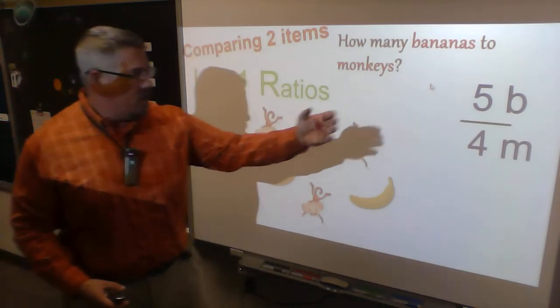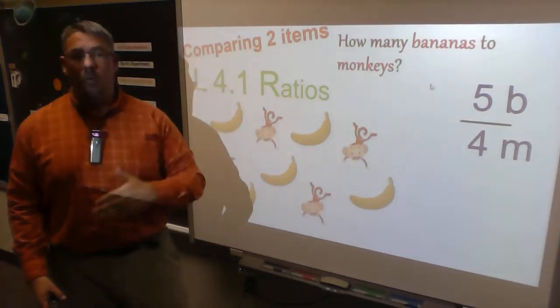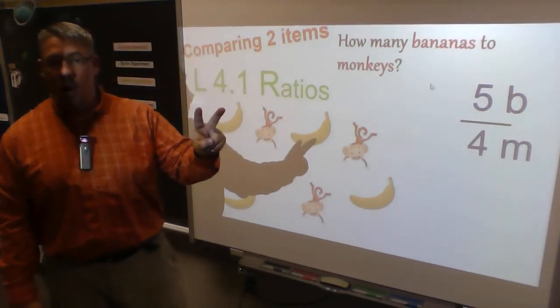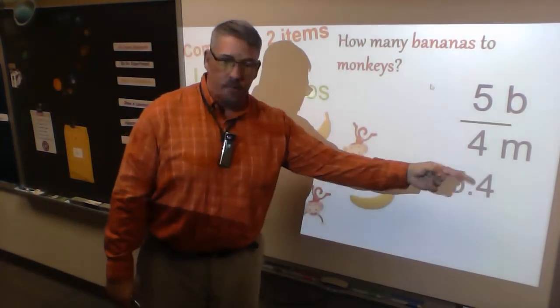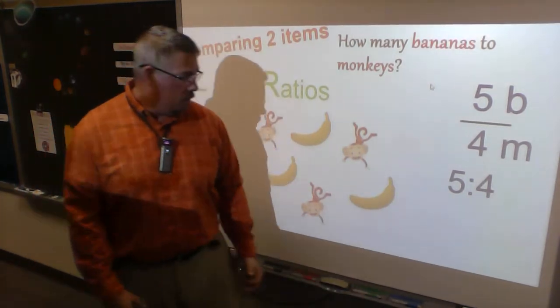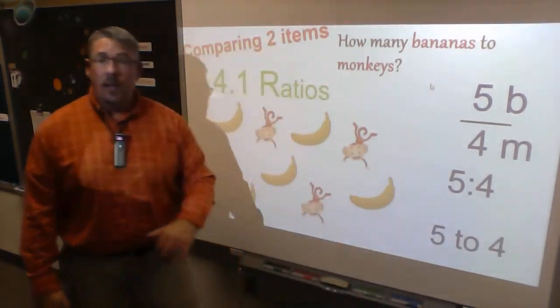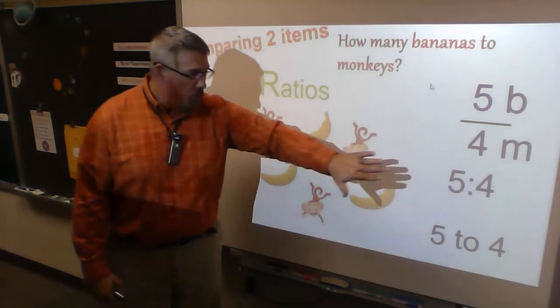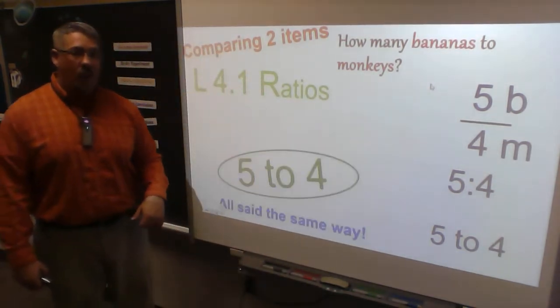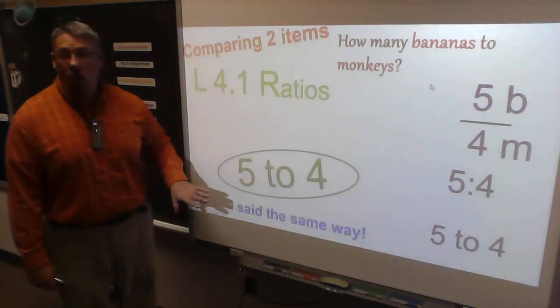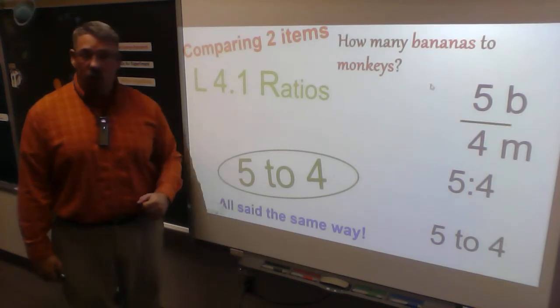So then, if this says 5 to 4, and you don't like it in fraction form, you have two other options. You can do the colon, 5:4, or you can do the word, 5 to 4. Understanding that all three ways to write the ratio are said the same way. They all say 5 to 4.